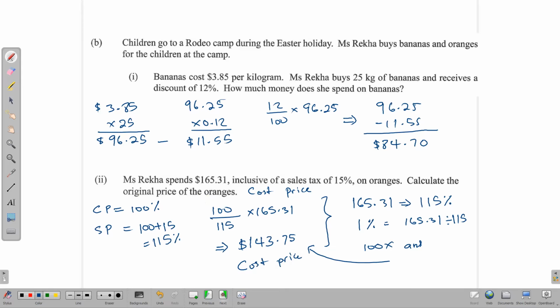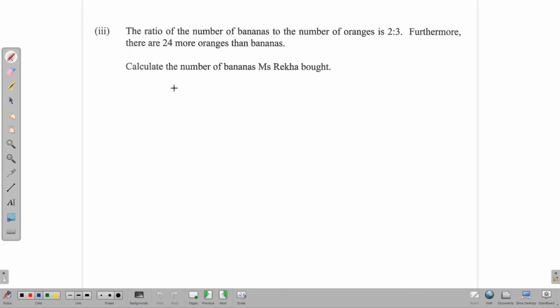Moving on, we are told that the ratio of the number of bananas to the number of oranges is 2 to 3. And furthermore, there are 24 more oranges than bananas. So we have to calculate the number of bananas that were bought. So let's write on the ratio here. The ratio of bananas to oranges. So bananas to oranges is 2 to 3. And we know that 2 here plus 3 gives us 5.